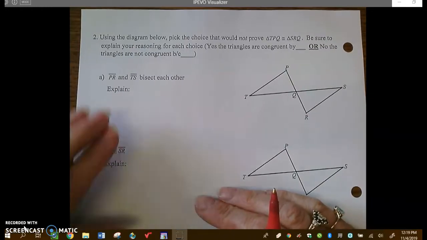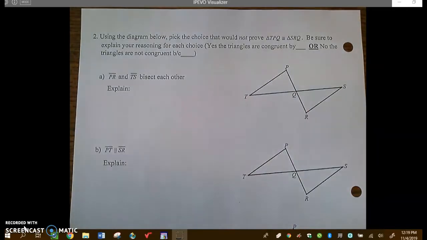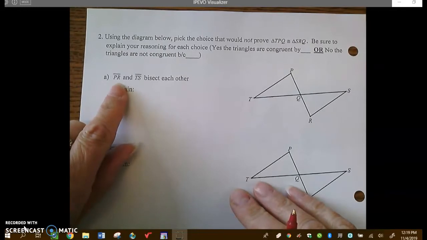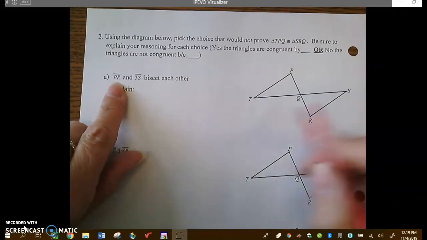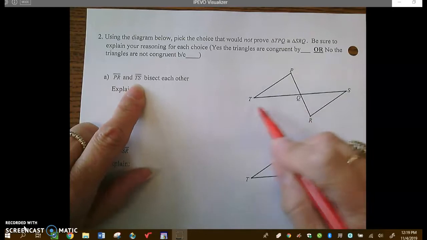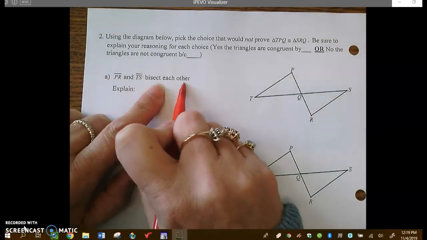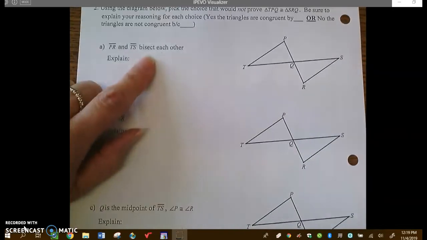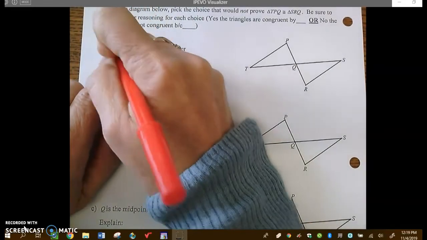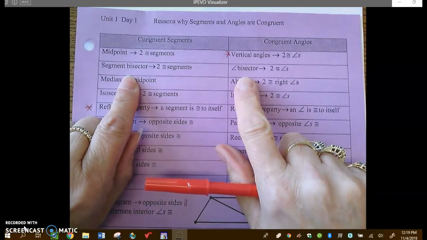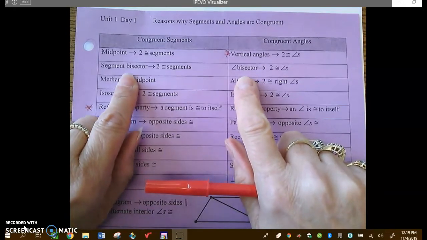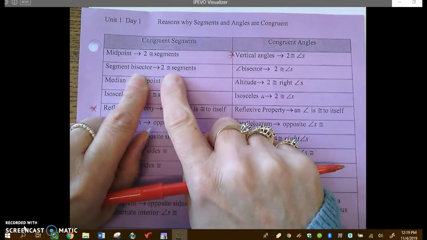Same thing. I'm going to do part A with you, and then you are going to do the other 3 choices. So part A says line segment PR and line segment TS bisect each other. Now, we are bisecting a segment. Remember on our sheet, there's 2 kinds of bisectors. You can be doing an angle bisector or a segment bisector. This one is a segment bisector.